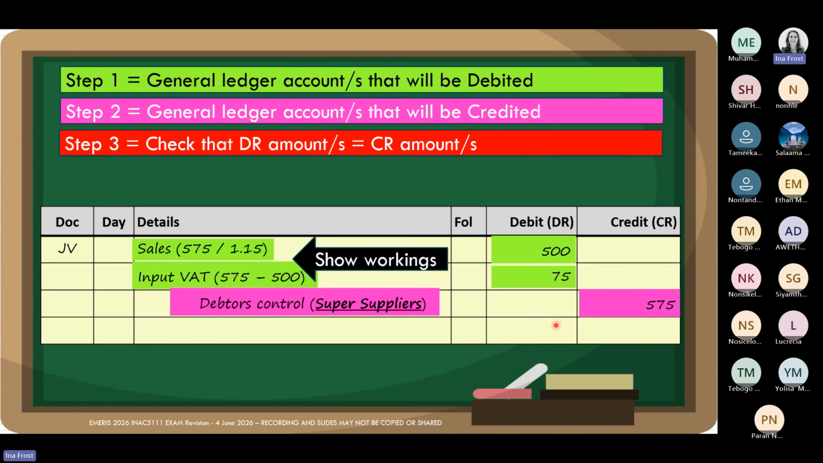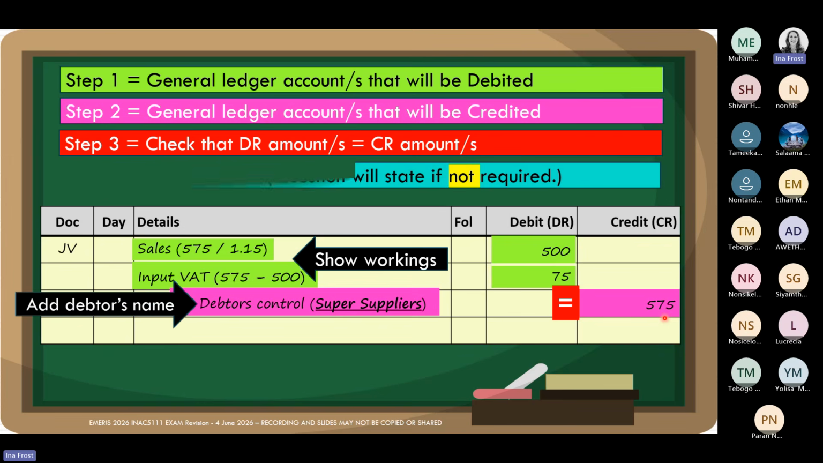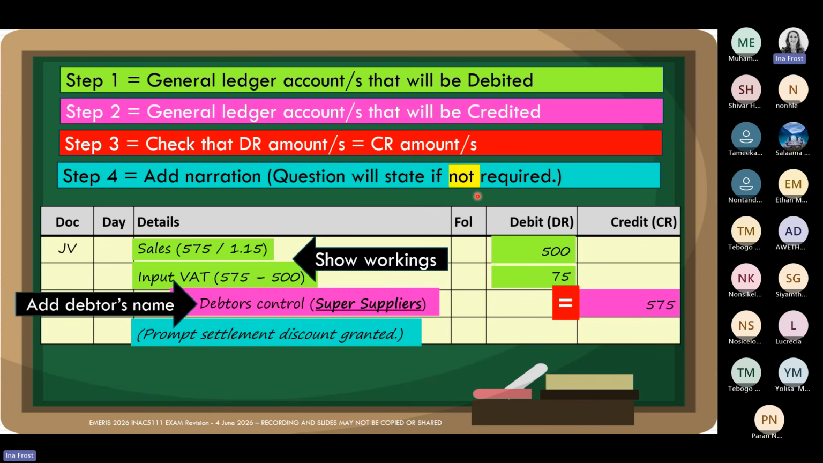Step number 3 is I'm going to make sure that when I add up my debits, they do equal my credit. So 500 plus 75, yes, it does equal 575. So we are definitely making a proper double entry. And then lastly, what does step number 4 say? Show the narration unless the question says otherwise. So I'm going to just quickly write down, this was a prompt settlement discount granted to one of my debtors.